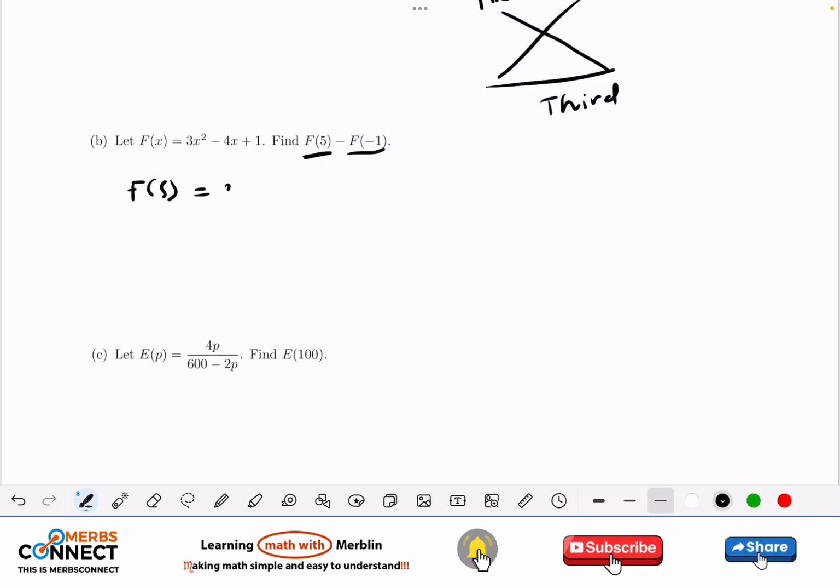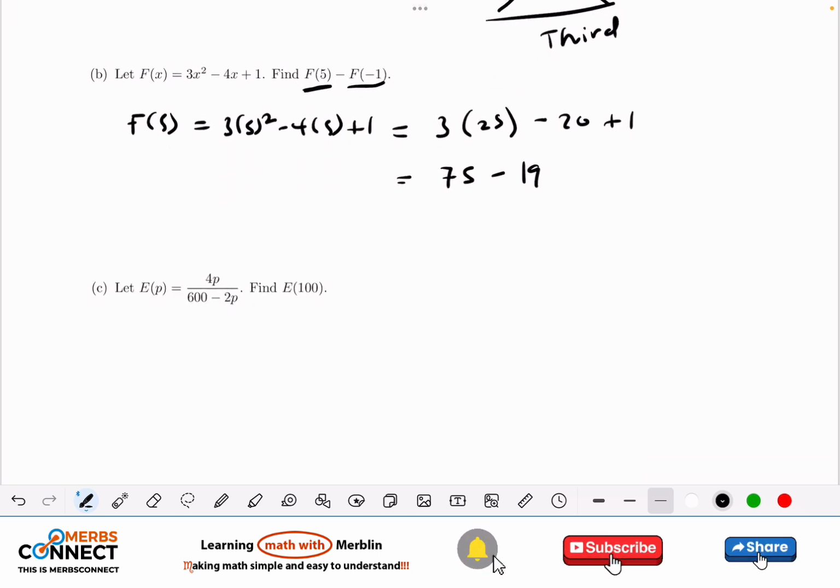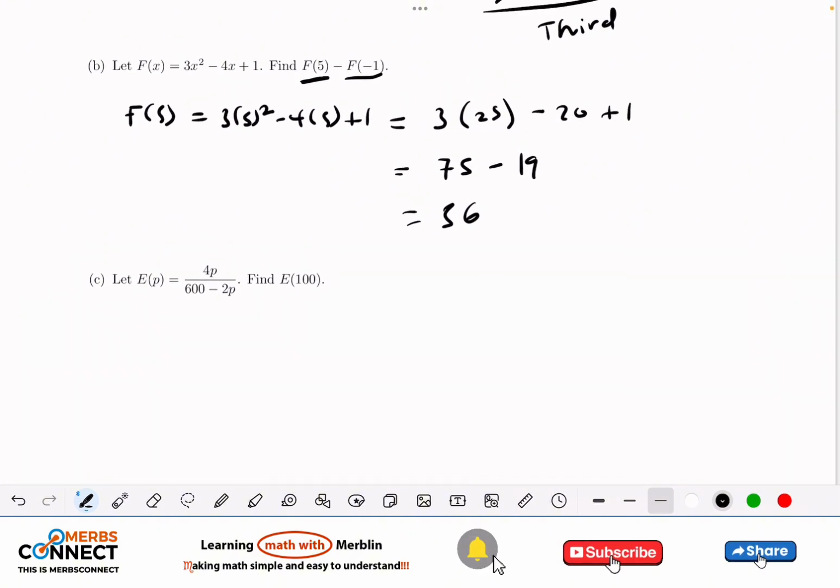This one will be equal to 3 times 5 squared minus 4 times 5 plus 1. 3 times 5 squared is 25, minus 4 times 5 is 20, plus 1. Now 3 times 25, you're going to get 75. Then minus 20 plus 1 will be minus 19. Then if I subtract, 75 minus 19 will be 56. Good. So that will be f of 5.